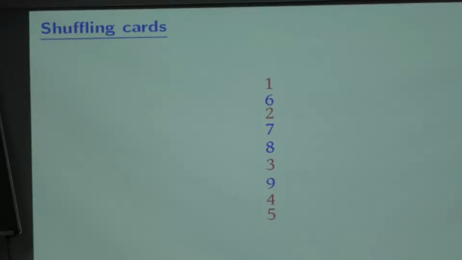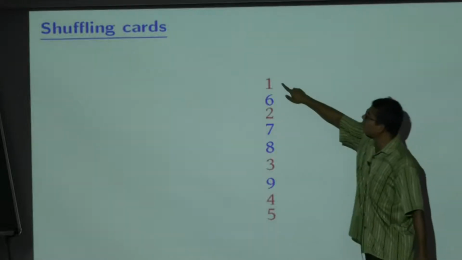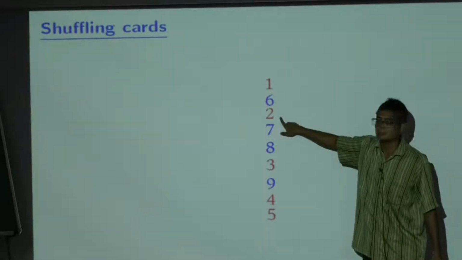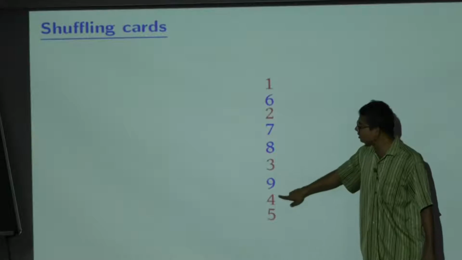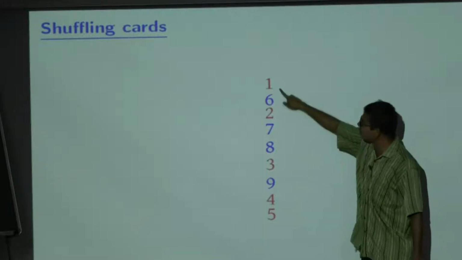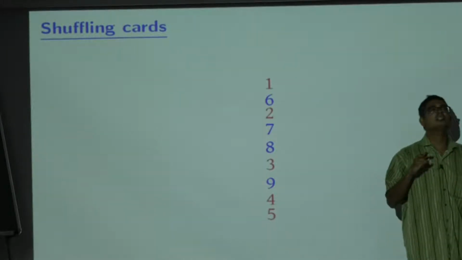It is not completely random yet, because the interleaving of the cards, that is random. You do not know whether this is going to land first or that is going to land first. Still, it is not completely random, because you see, 1 must always be above 2. 2 must be above 3, and 3 must be above 4, and 4 must be above 5. These red things must still retain their orders.